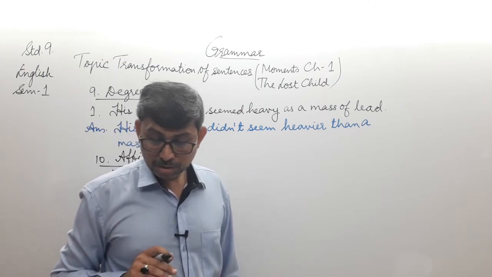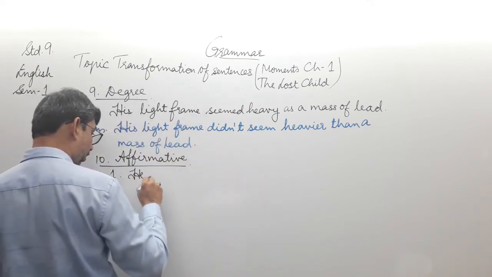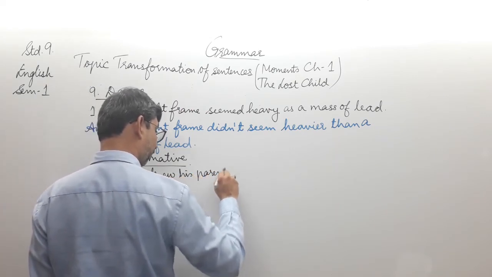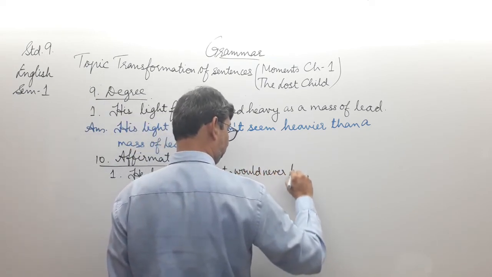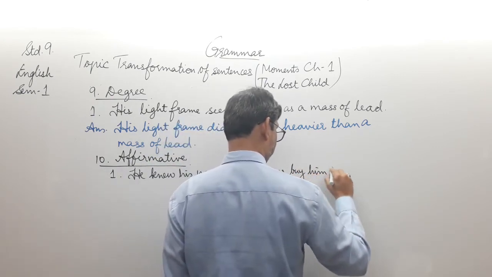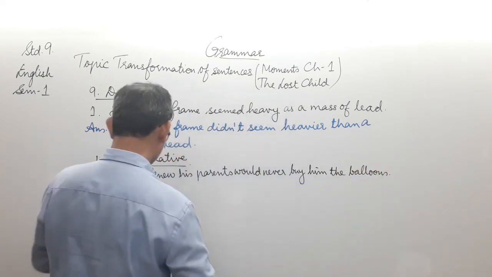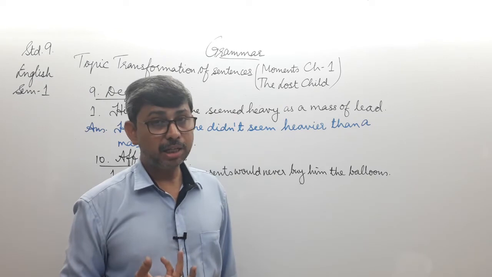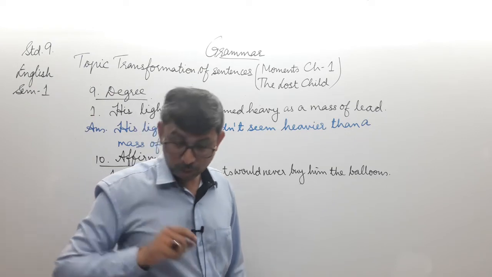He knew his parents would never buy him the balloons. So what is being told over here? He knew his parents would never buy him, indicating a negative statement, isn't it? We are going to construct it in the positive form. So let's see how we're going to do this.